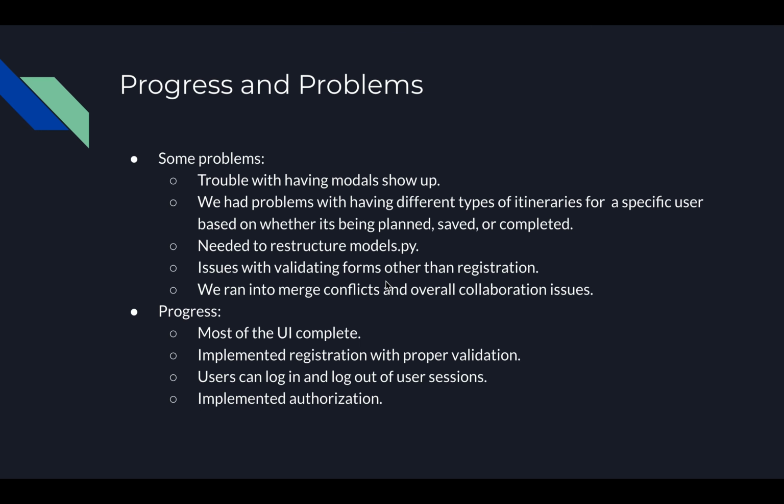So just to go into a little bit about the progress and the problems we've encountered in Sprint 1. So there was a hurdle we had to overcome with using more of Bootstrap. For example, having the modals show up. And there are also other problems we've encountered, such as the model that we formed for the itineraries. For example, a specific user will have a relationship with itineraries based on whether the user planned it or saved it from a different user, and also if that itinerary has been completed for a certain trip or not.